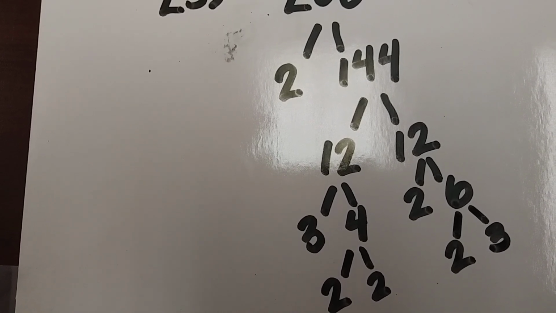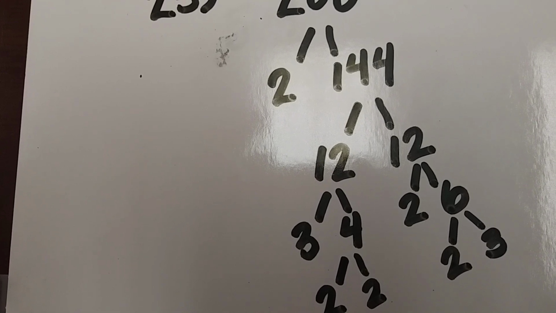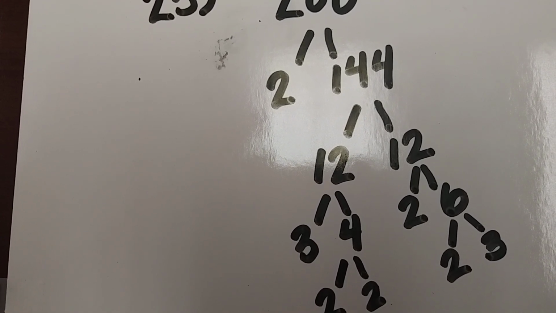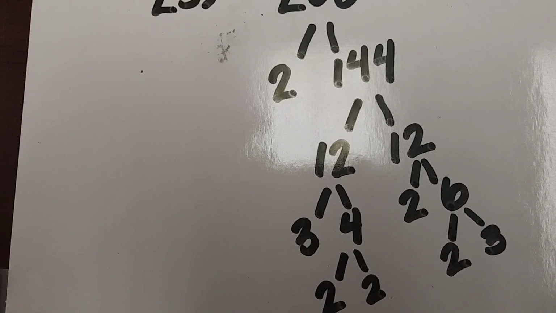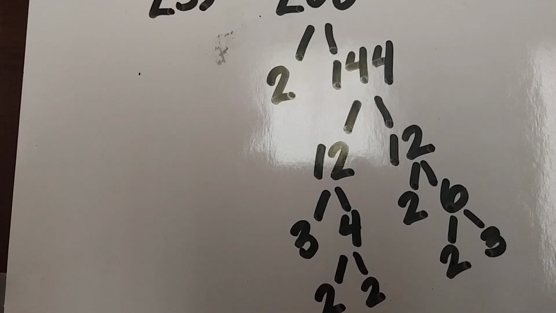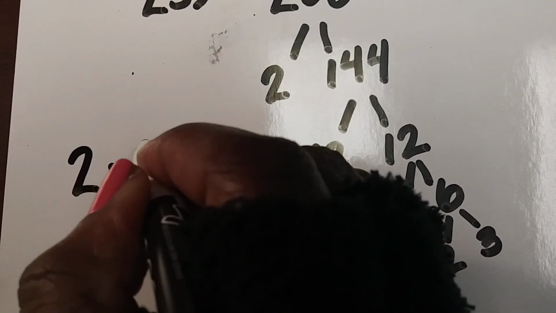Now, you want to identify your prime numbers. My prime numbers are the numbers that are divisible by only itself and 1. The only numbers that are divisible by itself and 1 in my factor tree are 2 and 3. So I'm going to write down 2 times 3.